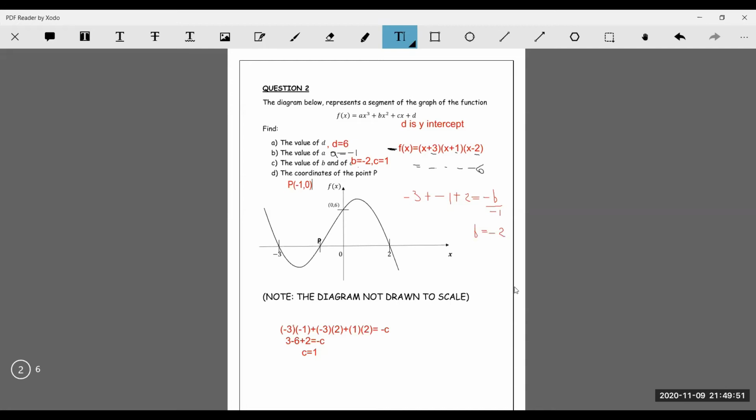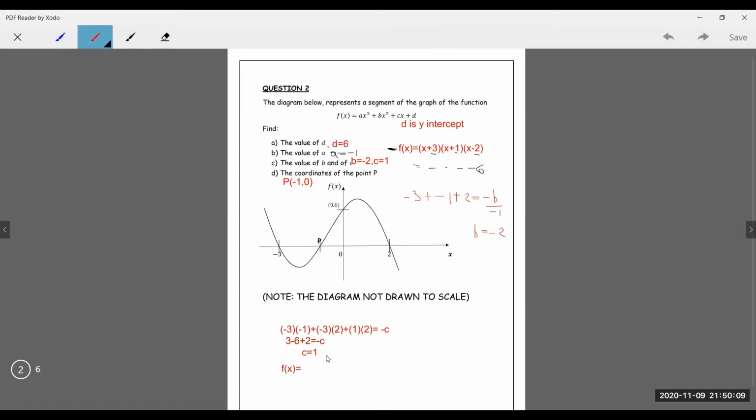All right, now look at this. There's a website that you can use to check your answer, even with graphs. You can check your answer with anything now, but there's a website I highly recommend. So look at this. I'm saying f of x is equal to, so I'm just writing down my function. F of x is minus x cubed, because A was negative 1, plus Bx squared. B was negative 2, so it's minus 2x squared, plus Cx.